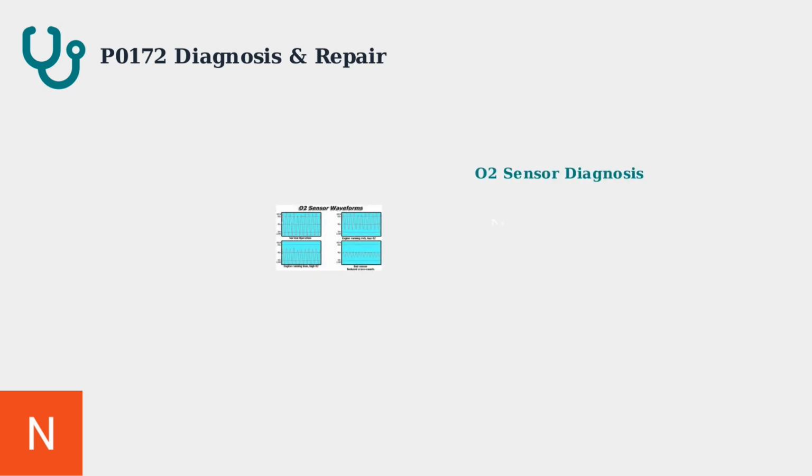Oxygen sensor waveforms provide crucial diagnostic information. Normal sensors switch rapidly between 0.3 and 0.8 volts. Rich conditions show consistently high voltage above 0.8 volts with reduced switching activity.